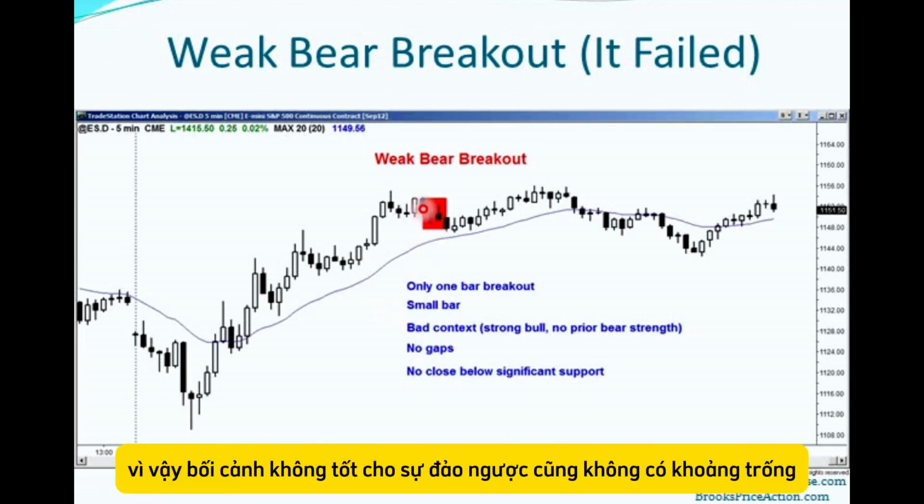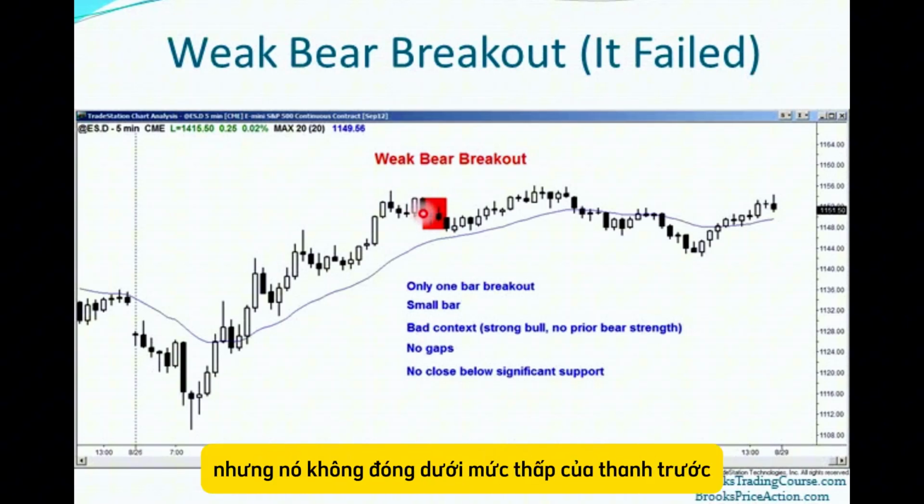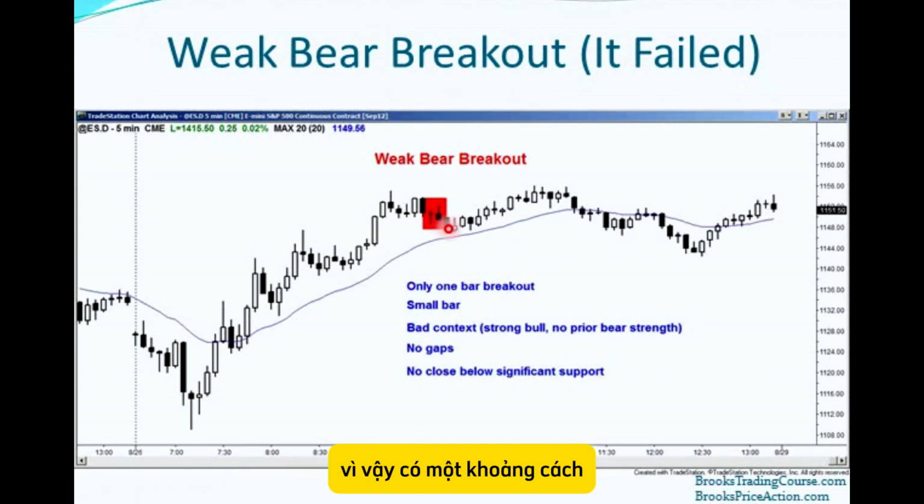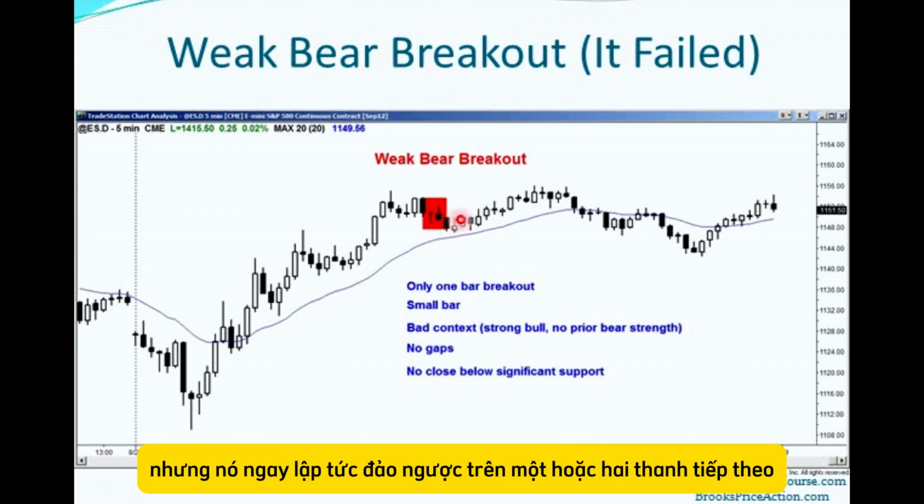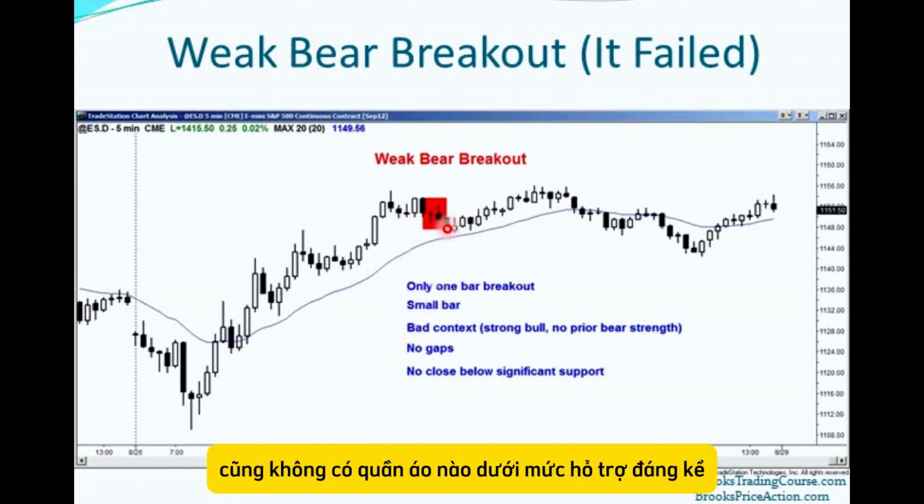Also, no gaps. This bar is a bear trend bar, but it did not close below the low of the prior bar. This bar did close below the low of the prior bar, so there is a gap, but it immediately reversed on the next bar or two. There's also no close below significant support, no close below the moving average, no close below a prior higher low.